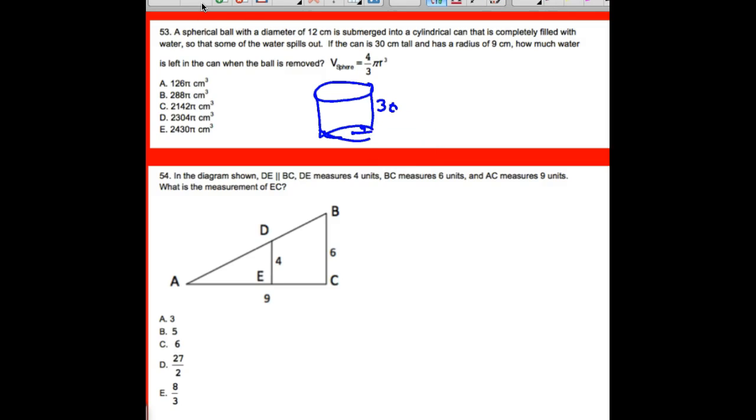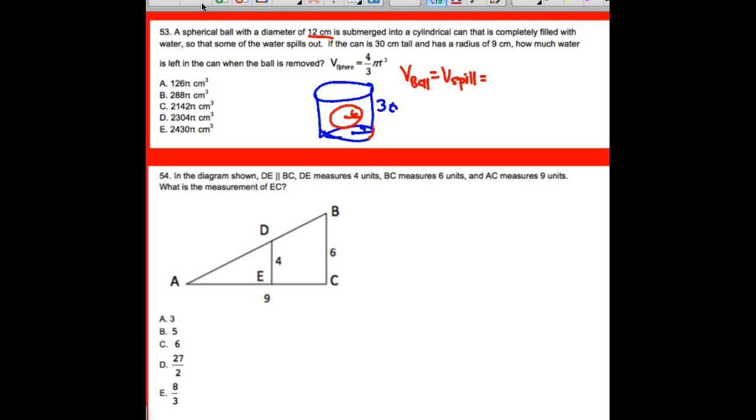There's a ball going into it that has a radius of 6. So I'm going to draw a little ball in here. A radius of 6. That's not the best picture. But it says how much water is left in the can when the ball is removed. Well, the volume of the ball will be the volume of the water that spills out. So what I really need to do with this one is find the volume of the ball, which will equal the volume of the water that gets spilled out. It's displacement theory.